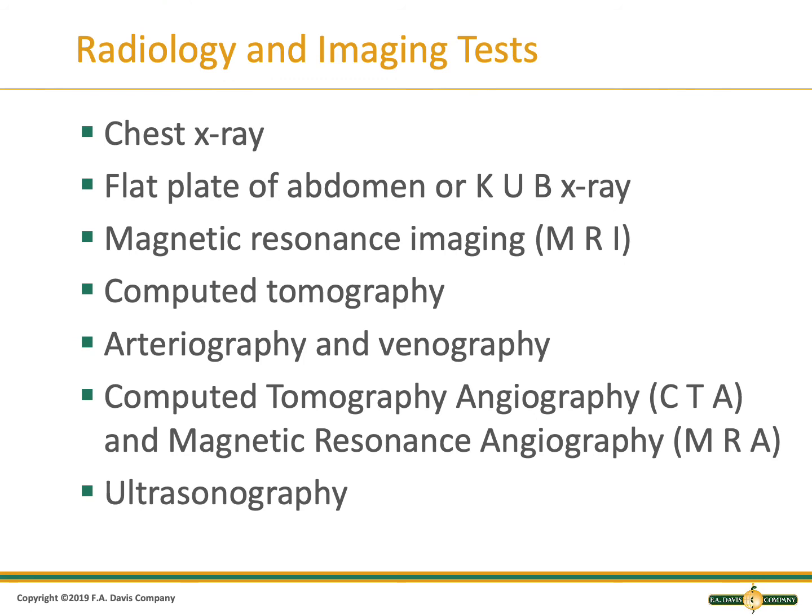And then radiology and imaging tests include a chest x-ray. A chest x-ray shows us not only the bony structures of the thorax, but it also shows us heart position and size. It tells us if the lungs are clear or congested, expanded or collapsed. And it also can show densities that might indicate a tumor or tuberculosis.